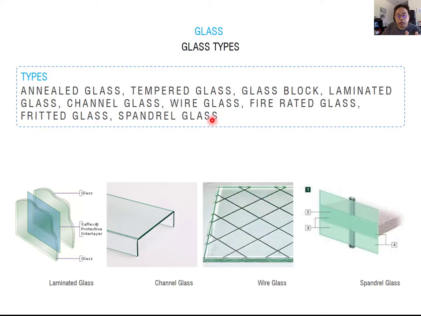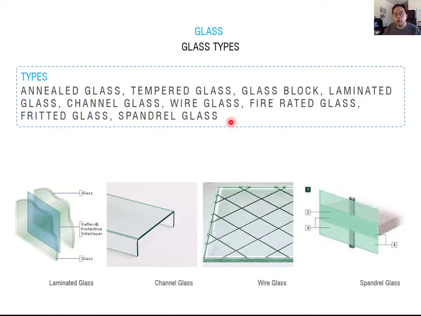Usually when annealed glass breaks, you can find very sharp shards. However, tempered glass usually breaks into small chunks. So that's why it's much safer than annealed glass, and also much stronger. For this reason, tempered glass is mostly used in storefront design. Also, it is used for bathroom glass.